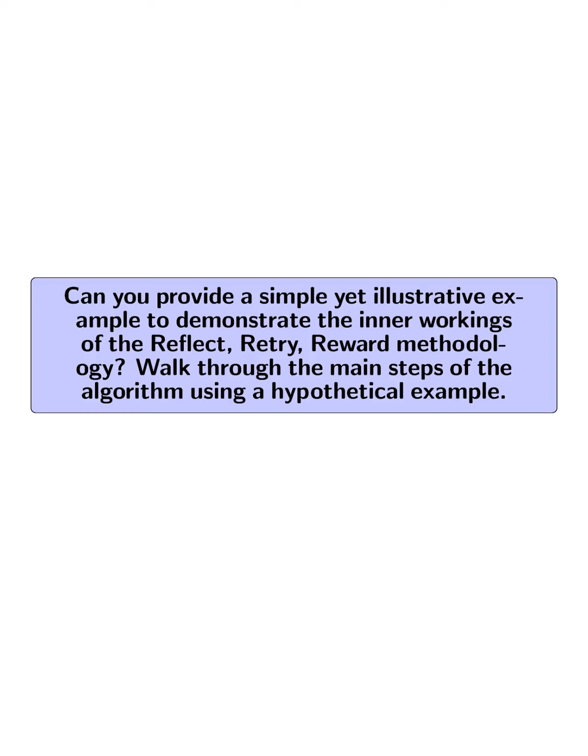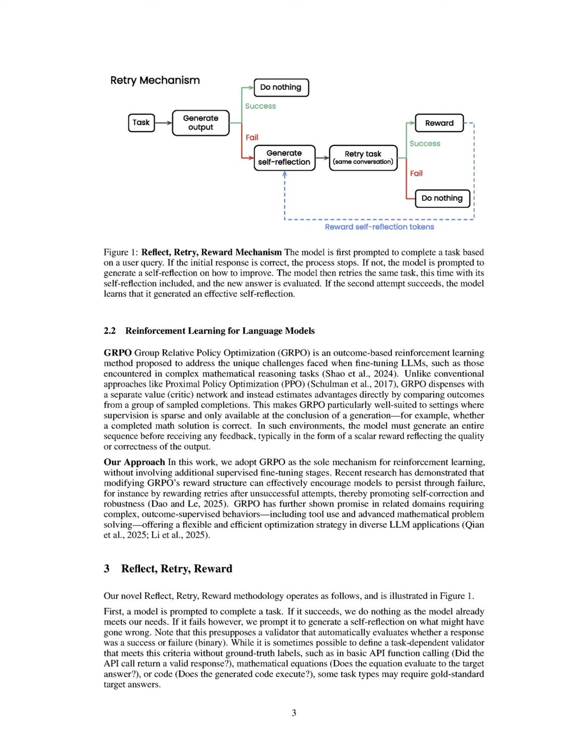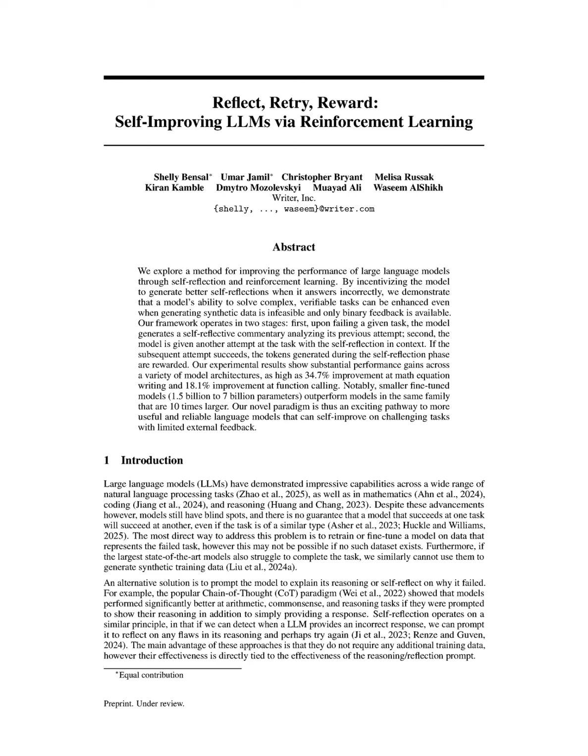Can you provide a simple yet illustrative example to demonstrate the inner workings of the Reflect, Retry, Reward methodology? Walk through the main steps of the algorithm using a hypothetical example. The Reflect, Retry, Reward methodology operates through a structured process that enhances a model's performance after it initially fails at a task. For instance, suppose a model is tasked with generating a function call based on a user query but fails to produce the correct output.